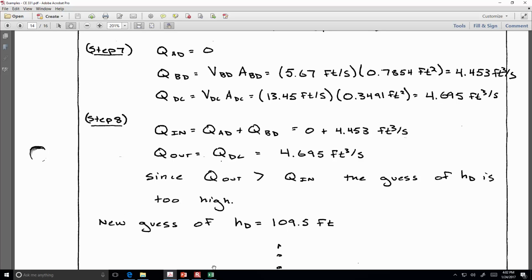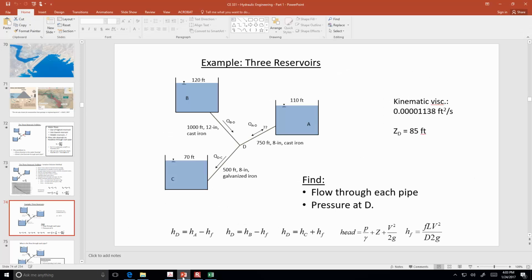Okay, yes? Excuse me? Is the A and B mixed? Yeah, there was no flow through this pipe.